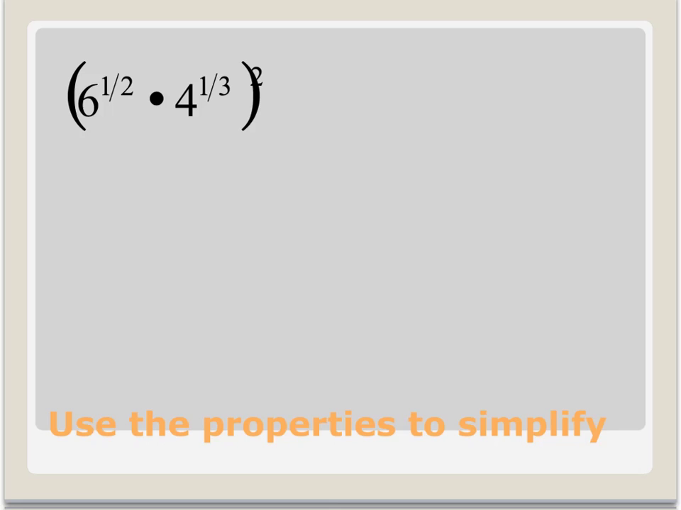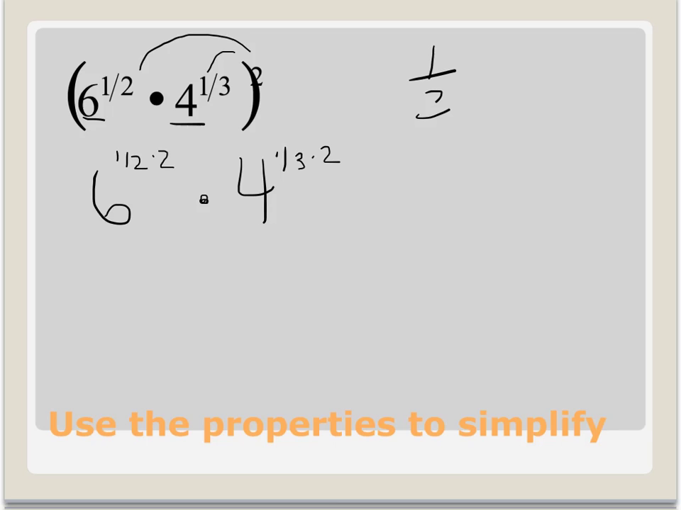So here we have power to a power. Remember, when we have a power to a power, we distribute that 2 onto both bases. Our two bases are 6 and 4. So we get 6 to the 1/2 times 2, times 4 to the 1/3 times 2. So remember that 1/2 times 2 over 1, that's 1. So we just get 6 to the first power.